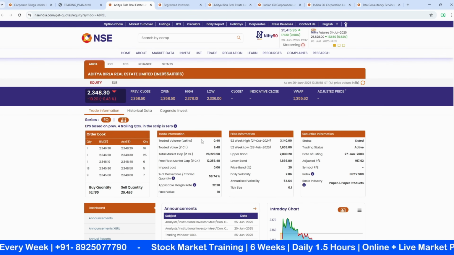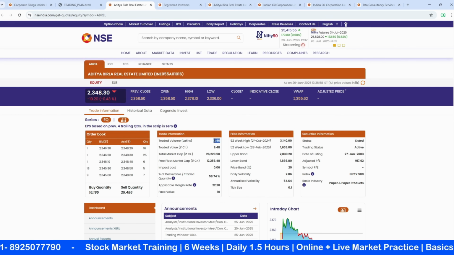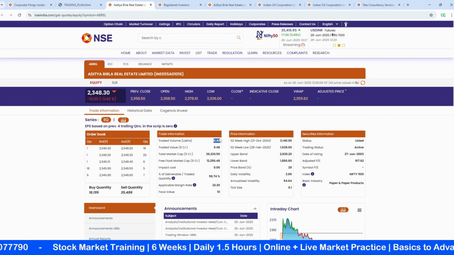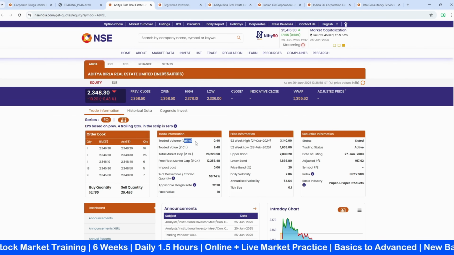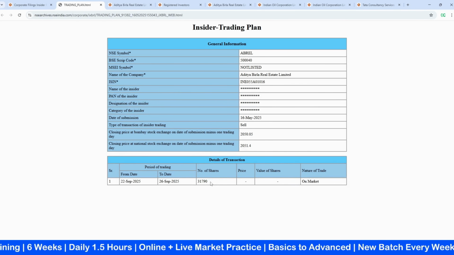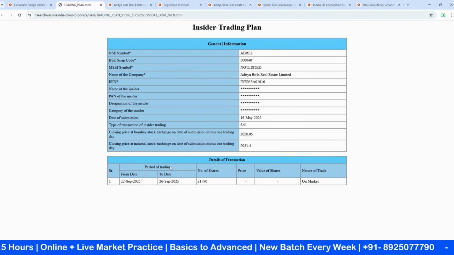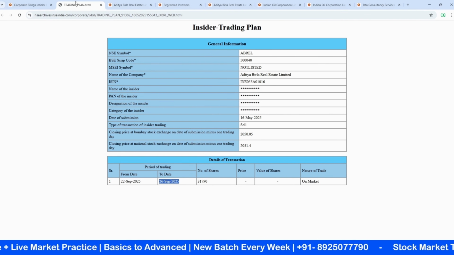By then, this particular company's overall traded shares are only about 40,000, because it's 0.4 lakhs. Only about 40,000 shares got traded overall. But this insider has a plan of selling 31,000 shares. So that is heavy selling in proportion to the traded data. This needs to be watched for this particular company on 22nd Feb to 26th.